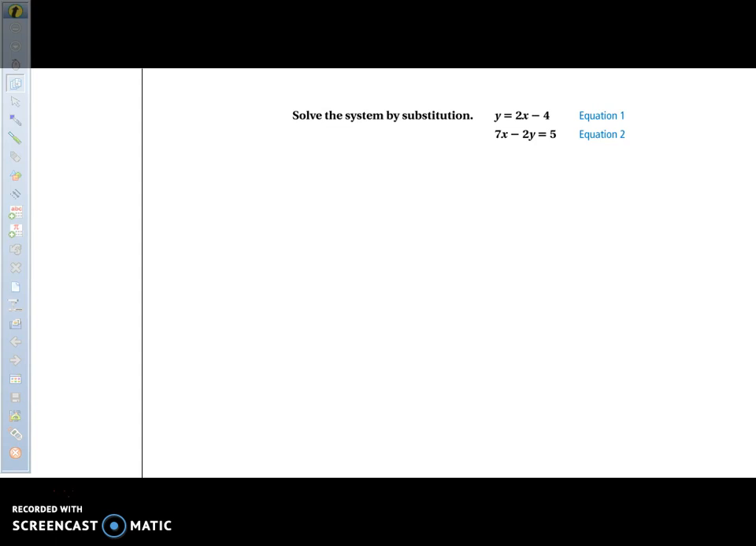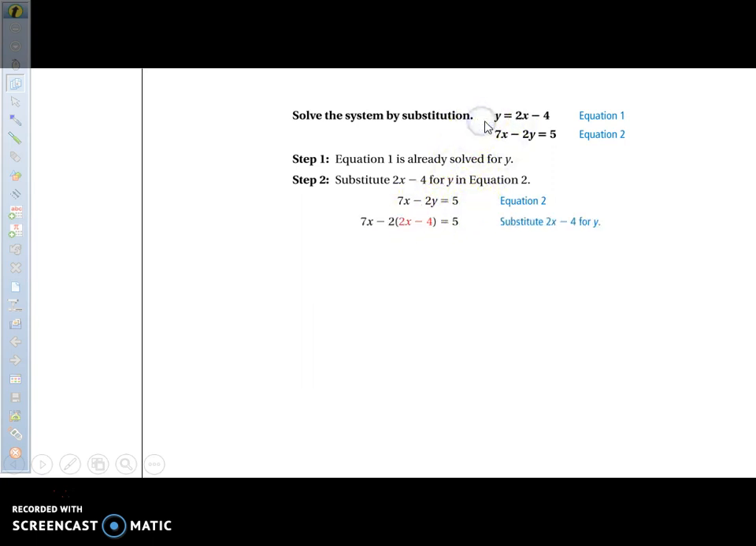Okay, so step 1, get the variable by itself, either x or y. Remember, we don't care which one, just one of those. Luckily, we already have one that says y equals. Perfect. Now we're going to take this y equals and plug it into the second equation. We would want to see only one variable. So here's our second equation, and we're plugging in this 2x minus 4 into that second equation.